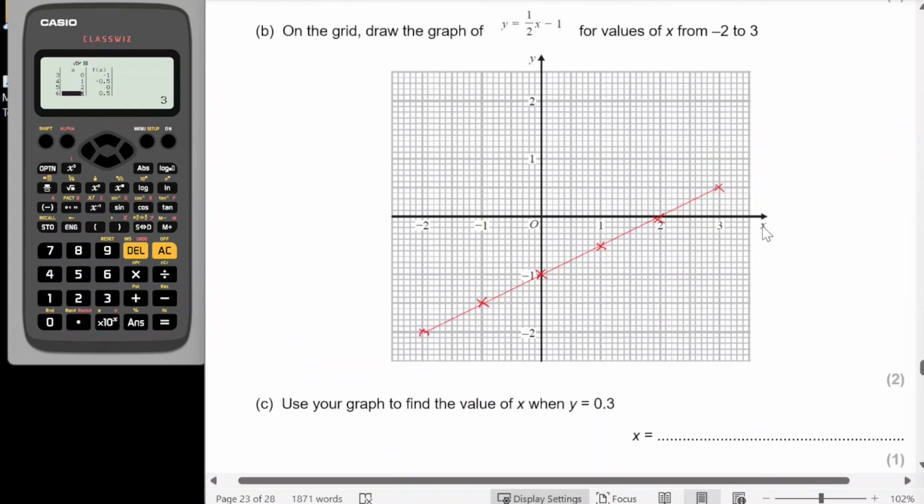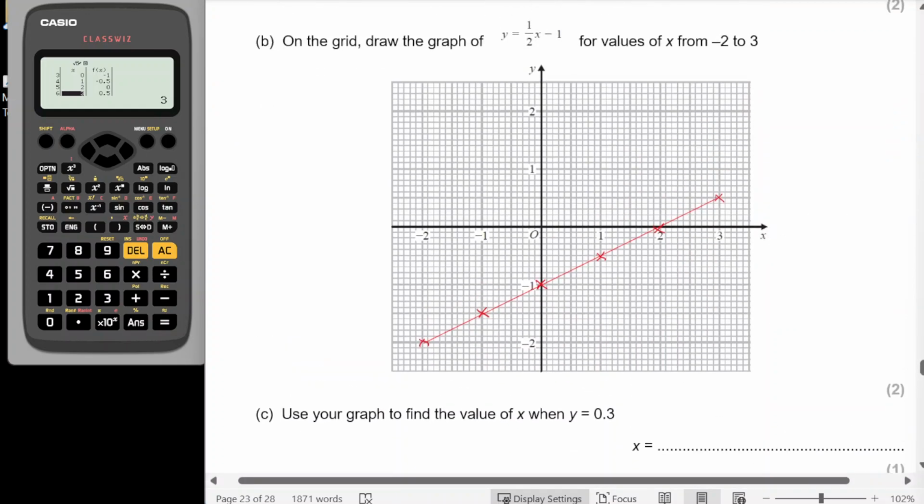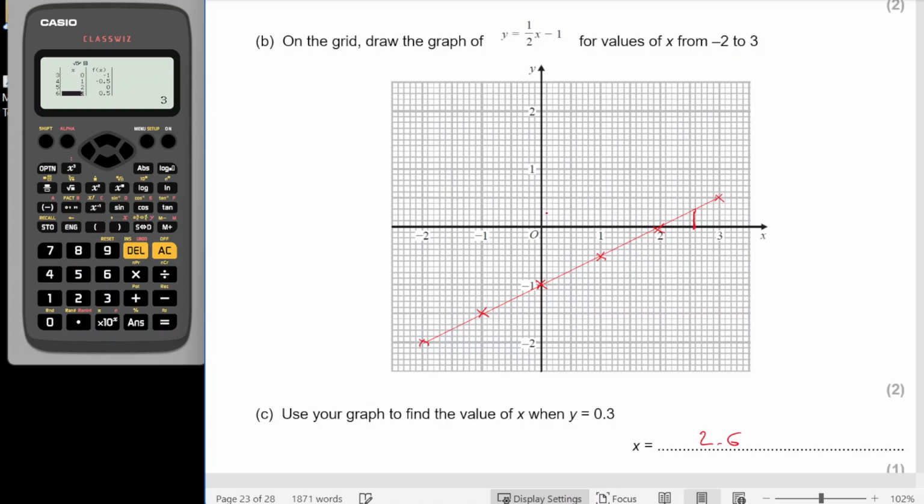And then part C, use your value to find the value of x when y is equal to 0.3. So y is 0.3, so 0.3 is going to be here. And then if I hit there and go down, it gives me the value of 2.6. So let me just show that a bit better. 0.3, go across, hit my graph, read that out.